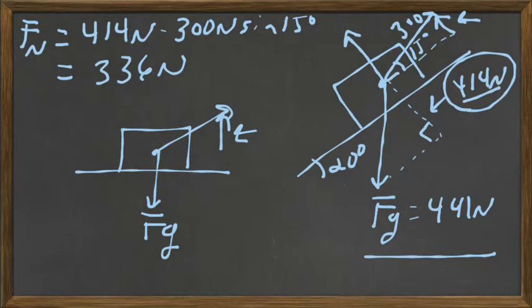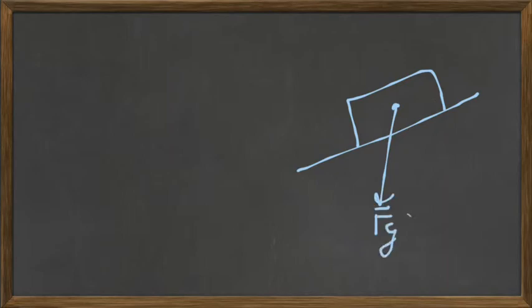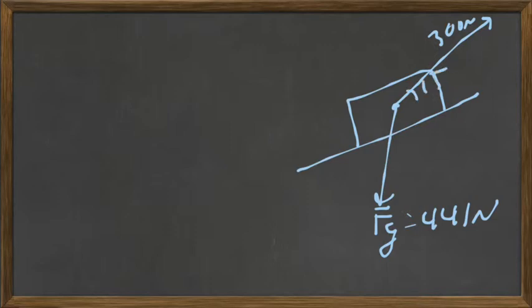Now, in the previous video problem, our next step was to go to friction. So let's go ahead and do that here. I have the same setup. That's not changed. My weight, 441 newtons. I'm going to give him the same pull, 300 newtons, at 15 degrees. I solved in the last bit for the normal force of 336.